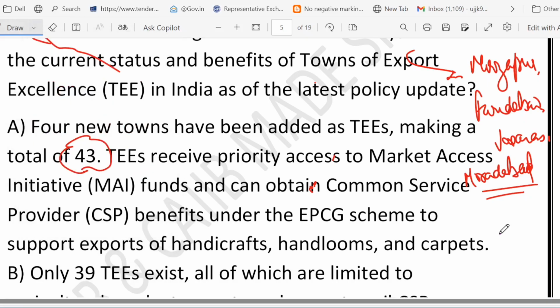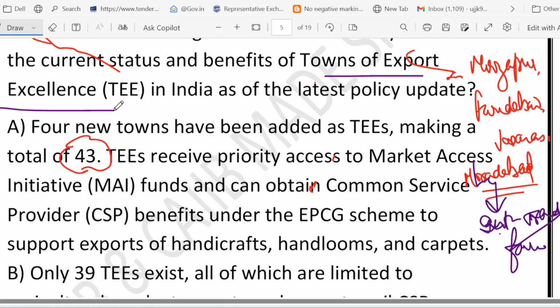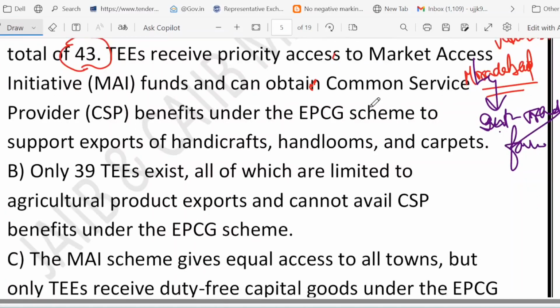I'm giving you an example. Suppose an exporter from Moradabad, which is famous for brassware, wants to attend an international trade fair. So being a TEE, what is TEE? Town of Export Excellence, right? Being a TEE, they will get priority in Market Access Initiative.